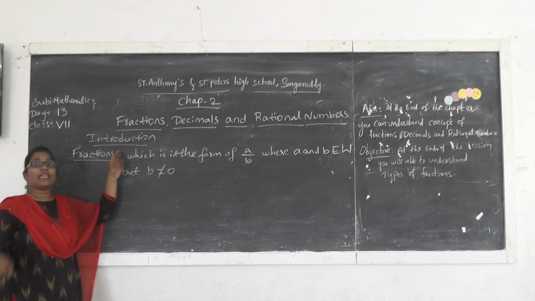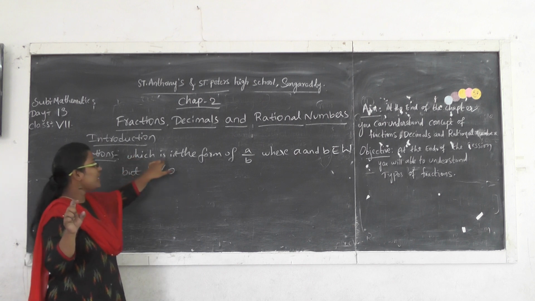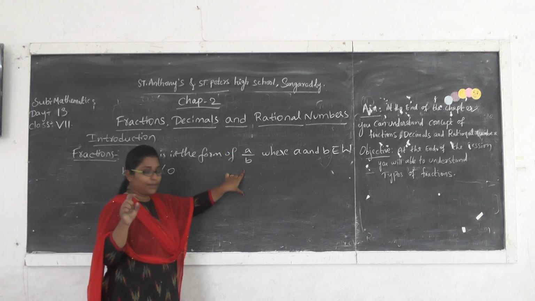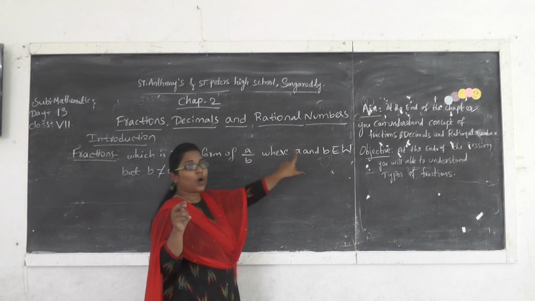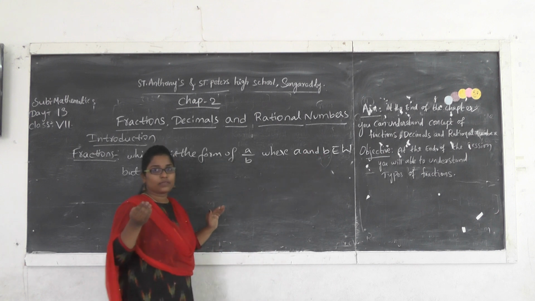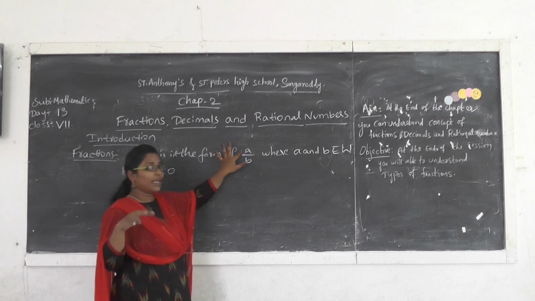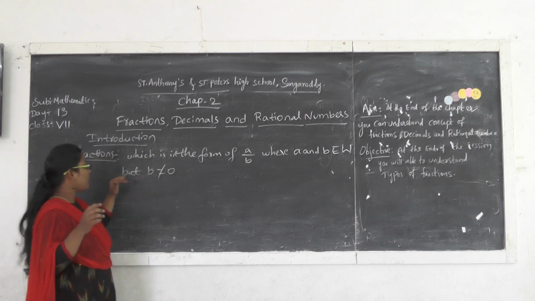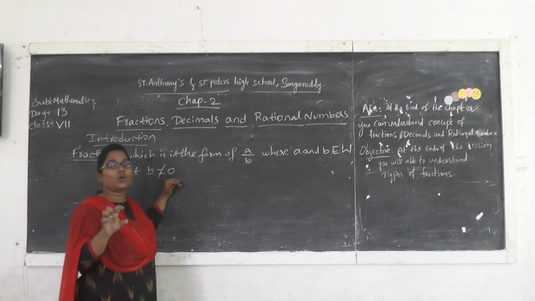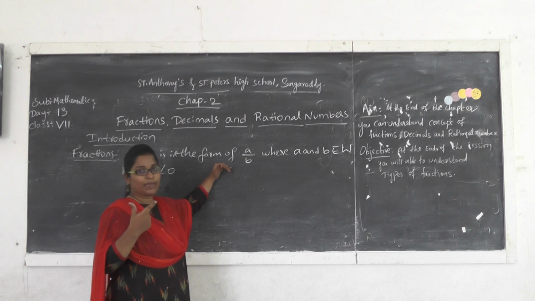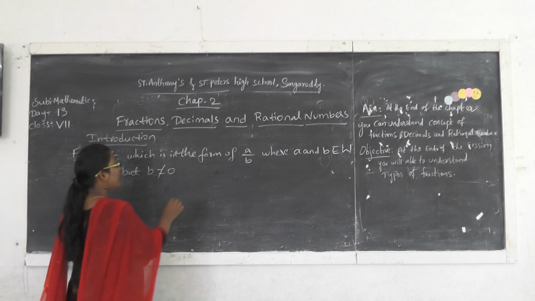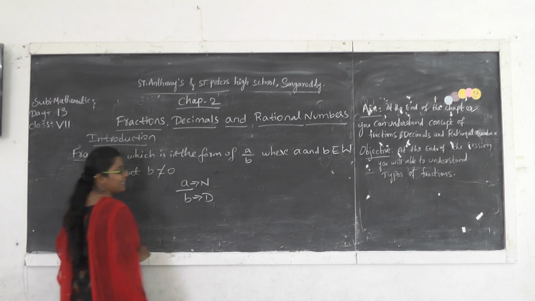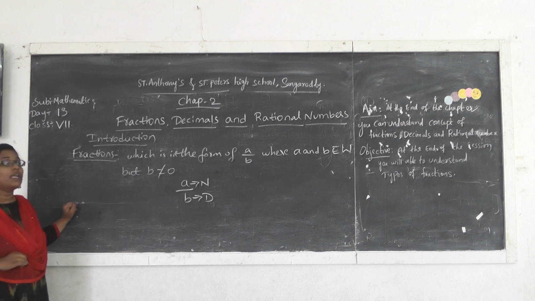Okay, what is meant by fraction? A fraction is nothing but which is in the form of a by b, where this a and b belong to whole numbers. You already know what is meant by whole numbers: 0, 1, 2, 3, 4, 5, 6, 7, 8. a can be any whole number and b can be any whole number if it is in the form of a by b. But what is the condition? b should not equal 0. Then we can say that a by b form comes under fraction. Here a is called numerator and b is called denominator.